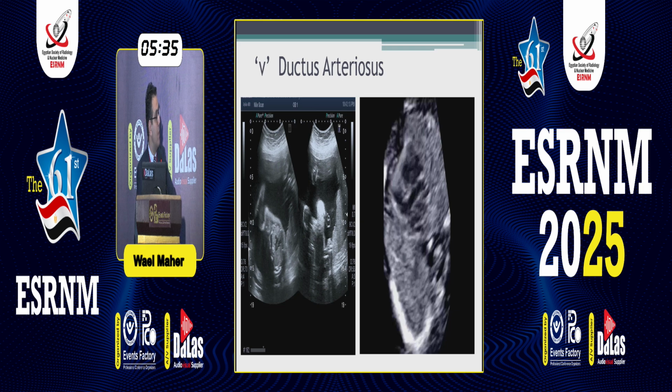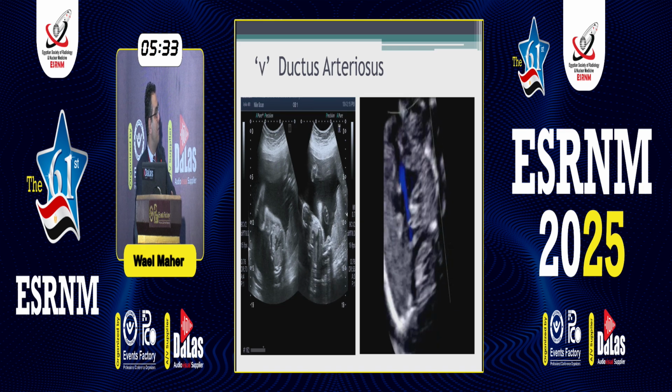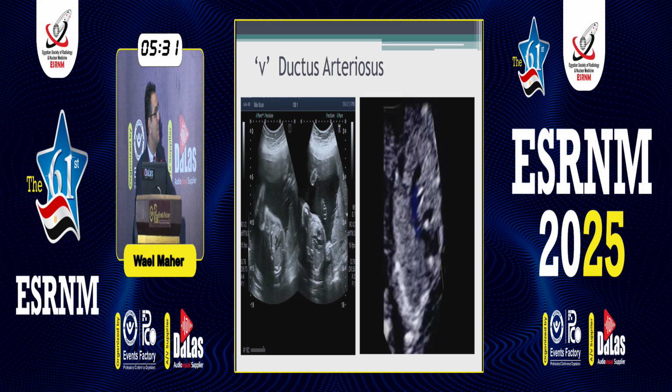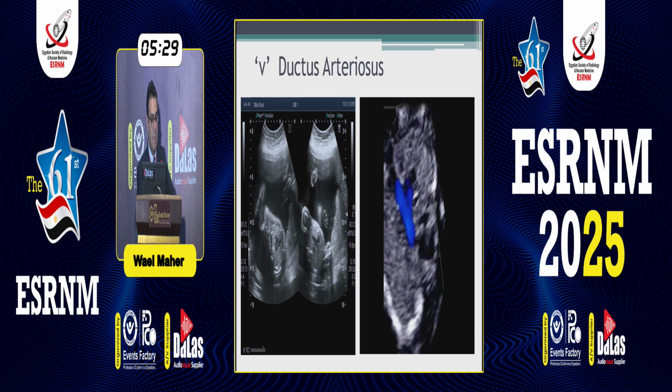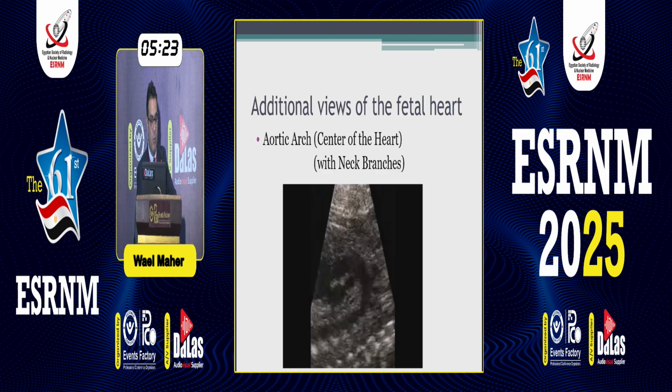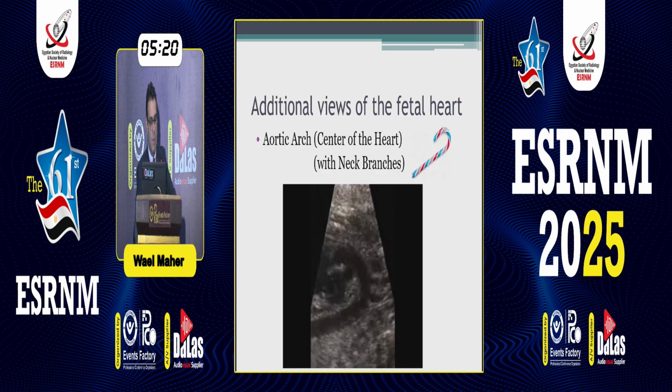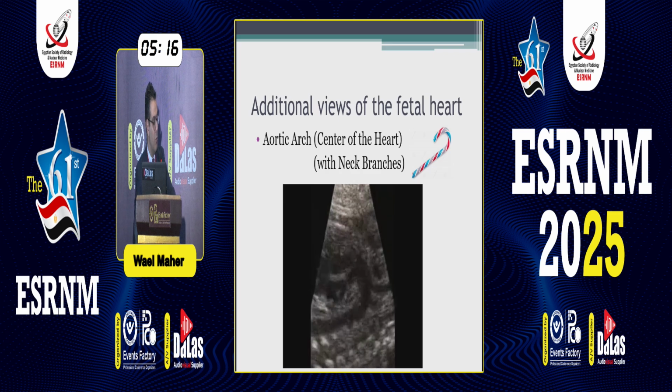Ductus arteriosus, that's the V characteristic, V appearance, and we must demonstrate it, as you can see here, the first image, the standstill, and the appearance of a V image. That's very critical to demonstrate in a fetal echo scan. Additional views, the aortic arch in a sagittal view like a candy stick, and you can see the branching coming out of it.